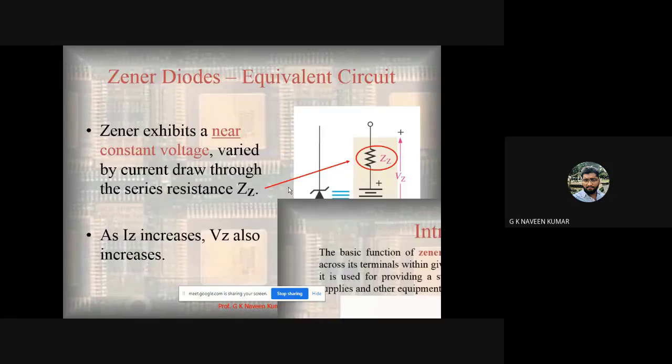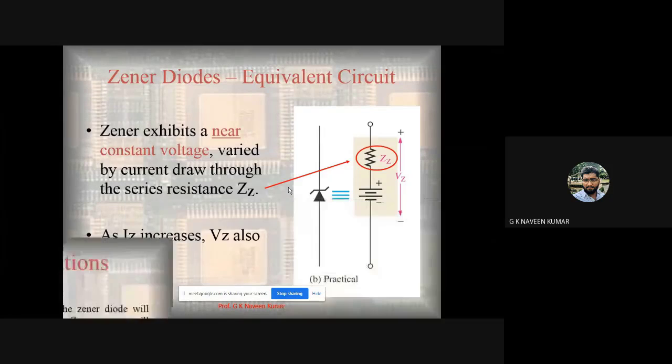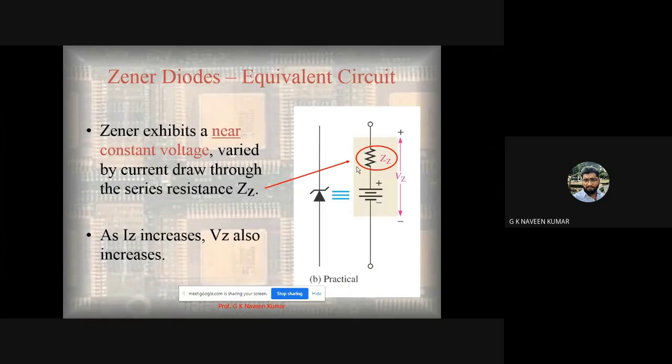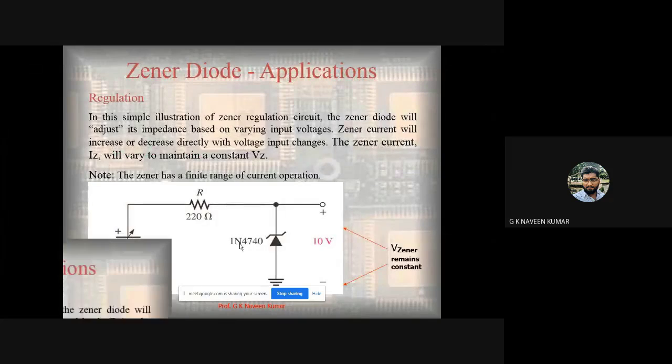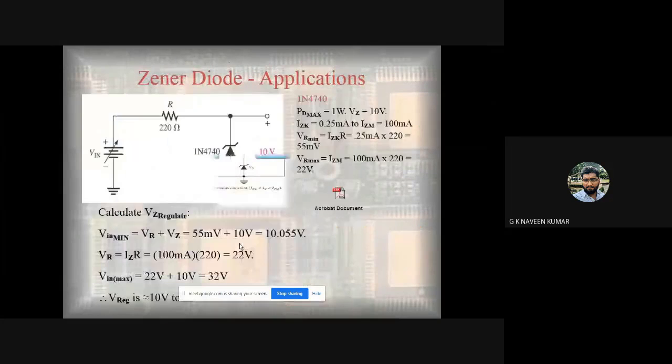Coming to the example, we have already discussed the electrical equivalent circuit and the series resistance. This is a practically available Zener diode. In the PN junction diode, the available series was 1N4007, which we have discussed. Here in the Zener diode, the part number will be 1N4740, and these are the given parameters.